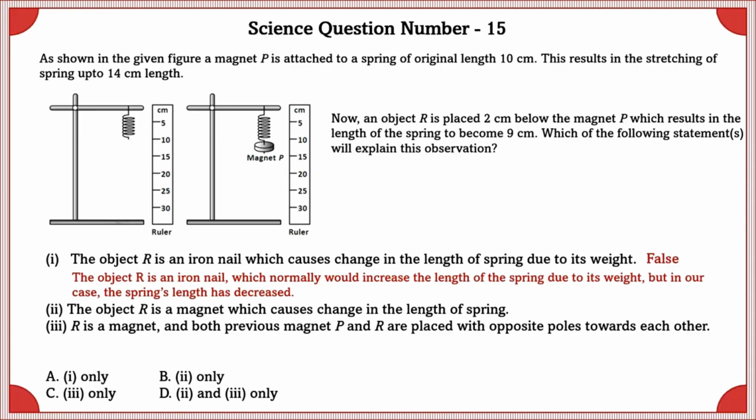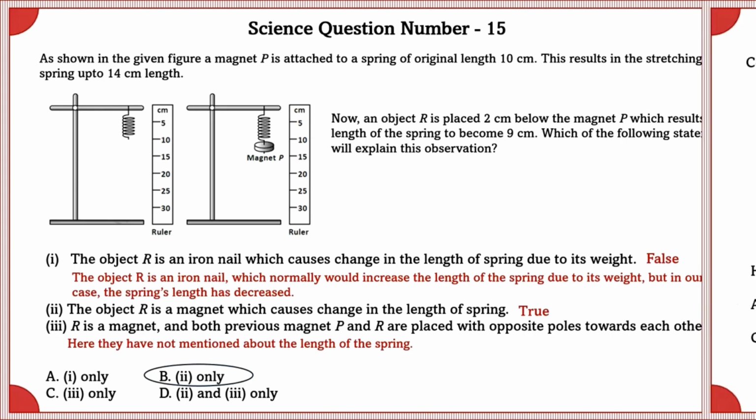Second one, the object R is a magnet which causes change in the length of the spring. Yes, this is true. Third one, R is a magnet and both previous magnets P and R are placed with opposite poles towards each other. Here they have not mentioned about the length of the spring. So this is also false. The statement which will correctly explain the observation is only the second option.